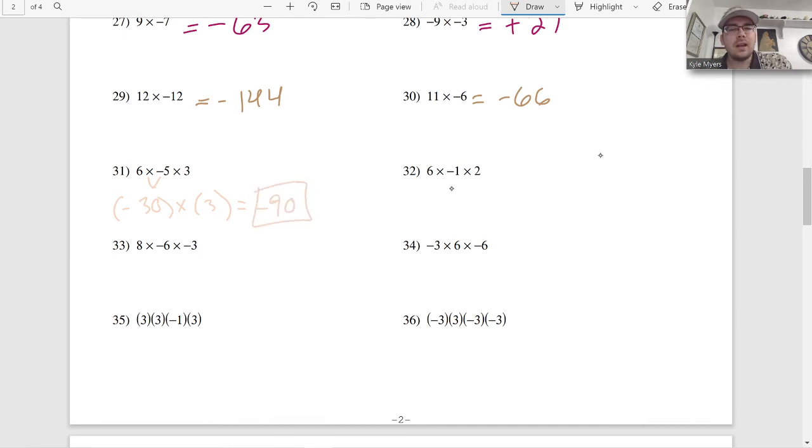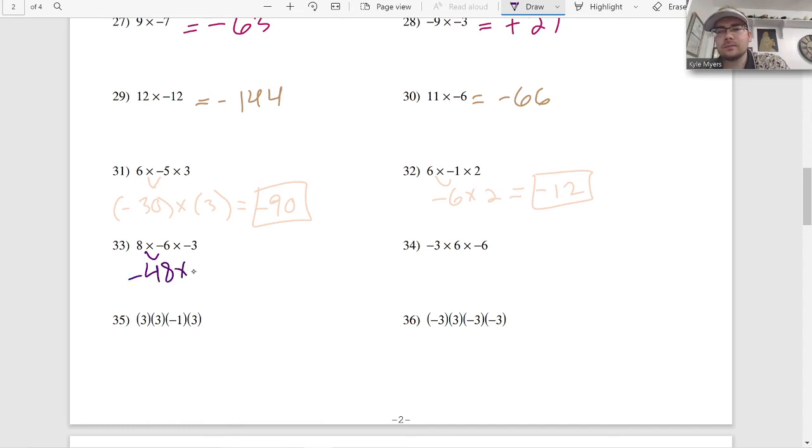All right. If I'm multiplying by 1, nothing really happens, but if I multiply by negative 1, it flips the sign. So that's going to be negative 6 times 2, which is negative 12. All right. And then here we have 8 times negative 6 times 3, 8 times negative 6, and then times 3. So that's going to be 48.